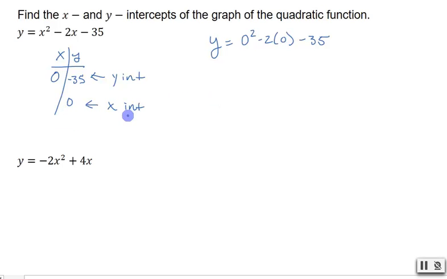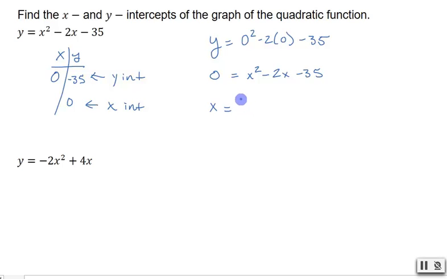And on your x-intercept, you're making the y 0. So we're going to go 0 equals x squared minus 2x minus 35. And we have to solve this equation. You're welcome to use factoring if you remember factoring, and if it does factor. And the rest of us will use quadratic formula. So that's what I'll show here. We're solving this quadratic equation.